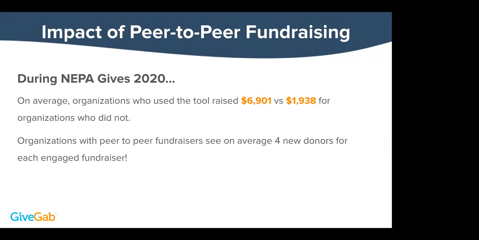So if we just look at the numbers alone for the 2020 NEPA Giving Day, those organizations that use peer-to-peer fundraising raised on average $6,901 as compared to $1,938 for organizations who did not use any fundraisers. And on average, we see not only are organizations raising more money, they're also seeing on average 4 new donors per fundraiser, which is pretty incredible.